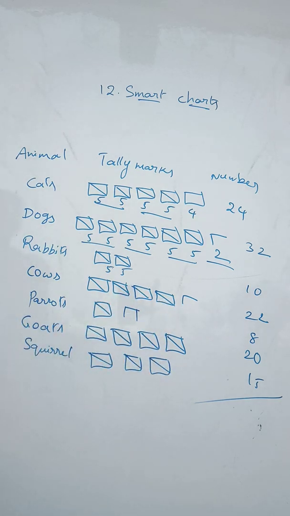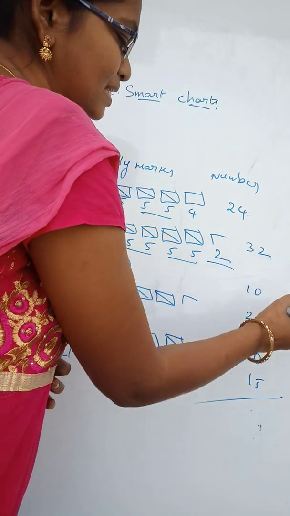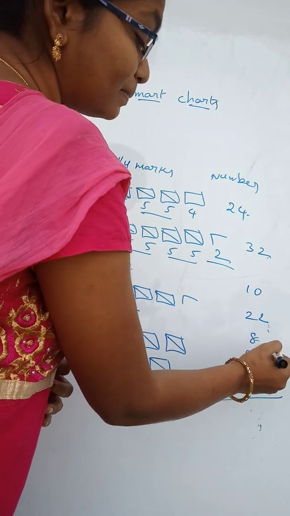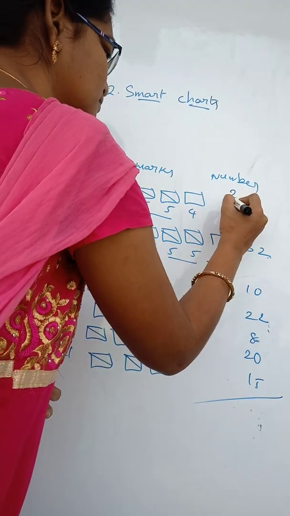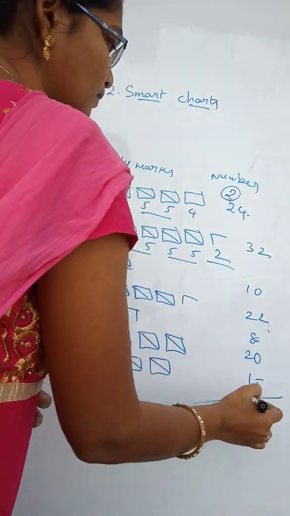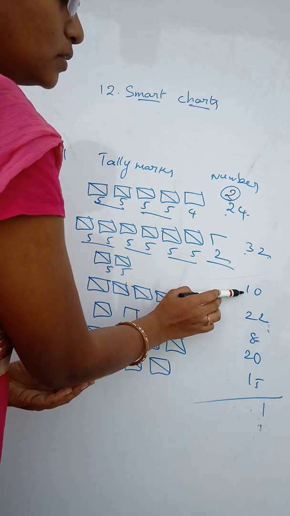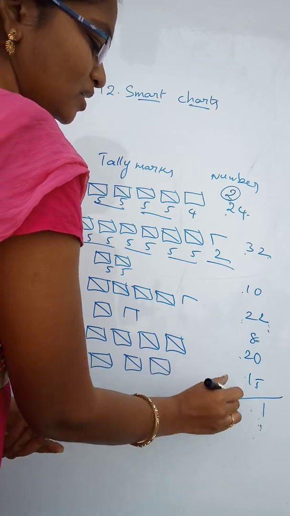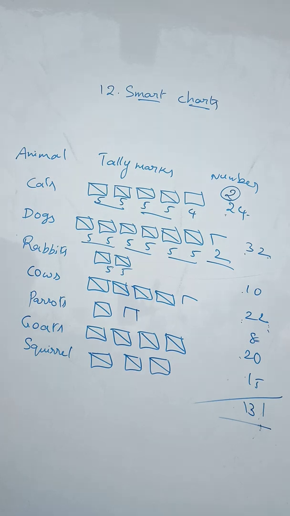Total how many animals we have here? Just count. 4 plus 2, 6, 6 plus 2, 8, 8 plus 8, 16, 16 plus 5, 21. 2 plus 2, 4, 4 plus 3, 7, 7 plus 1, 8, 8 plus 2, 10, 10 plus 2, 12. Total 131 animals we have here.